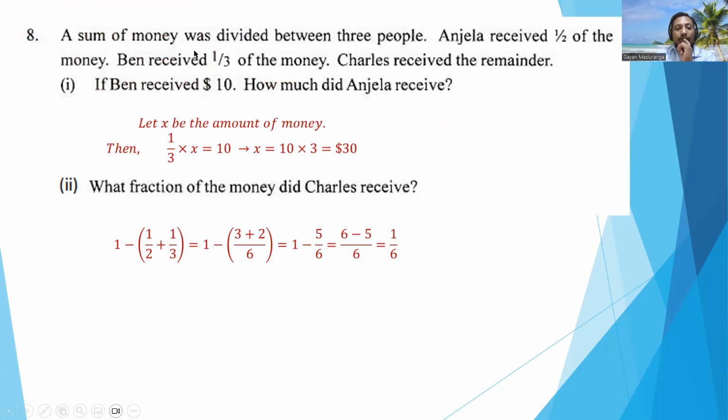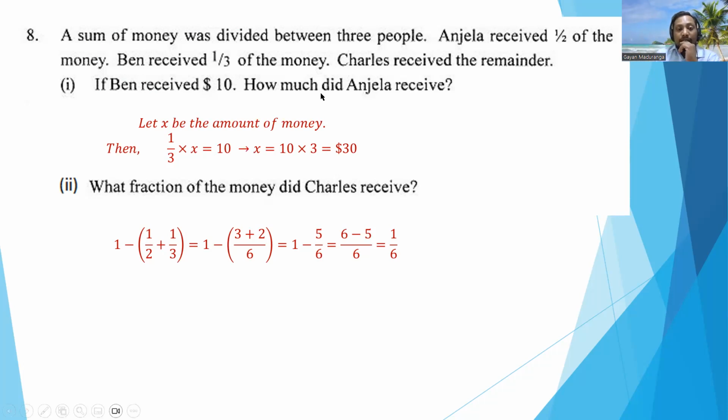A sum of money was divided between three people. Angela received half of the money. Ben received one third of the money. Charles received the remainder. Just before starting, you can say Angela got the major part, the larger part, because half of the money goes to Angela, and the rest is divided, one third to Ben and the rest for Charles.